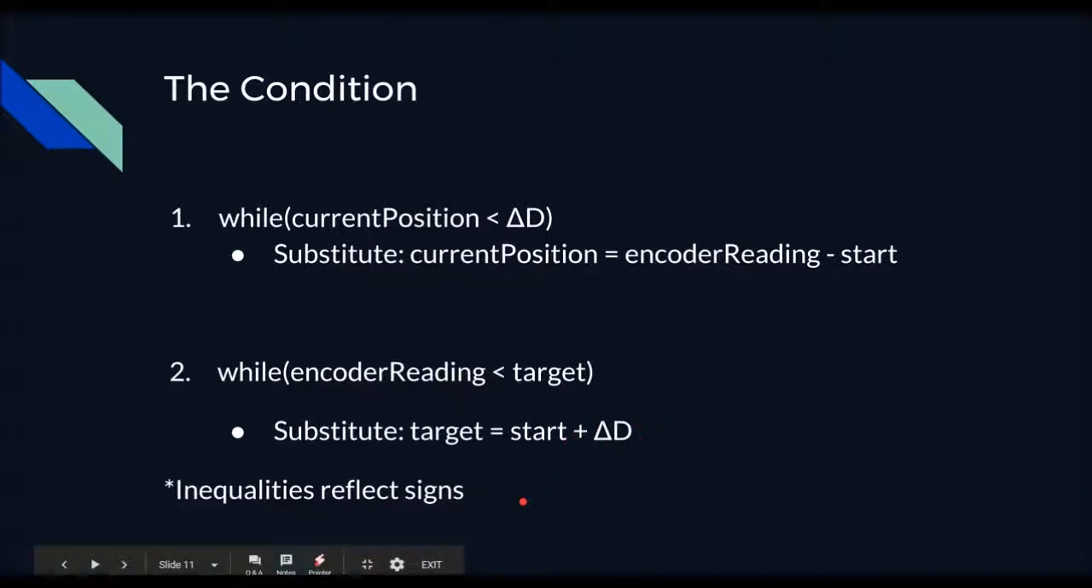Something to keep in mind: the inequalities reflect the sign. While I'm moving forward, this is great because it's going to run while this thing is smaller than the distance that I want to travel, until I get to that point. But if I'm going backwards, this is really going to be a negative number. So this current position is also going to be moving backwards, because you're traveling backwards. For a positive number, you're going to see current position is less than that distance. But for a negative number, you do current position is greater than this negative distance. That's the way that you set it up for forward and backwards so you can track those positions.